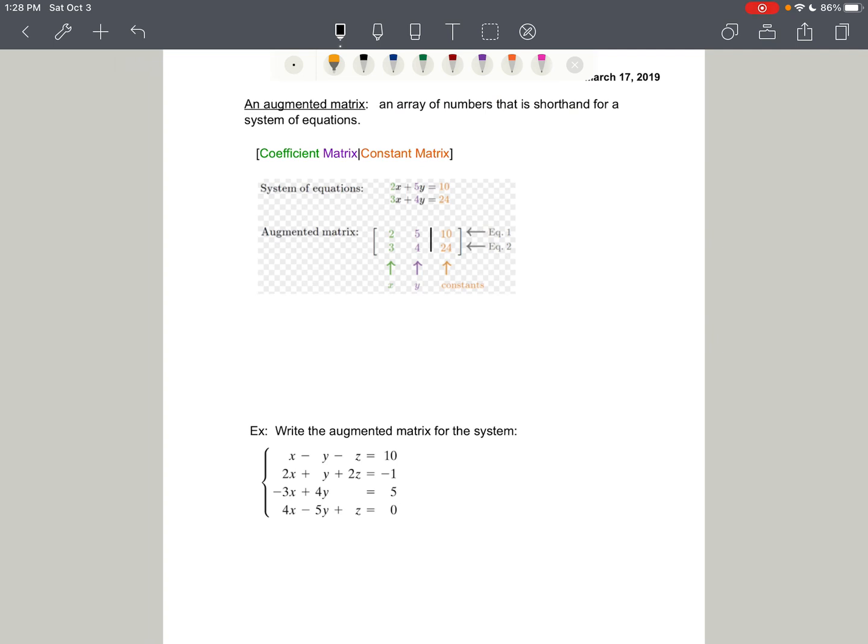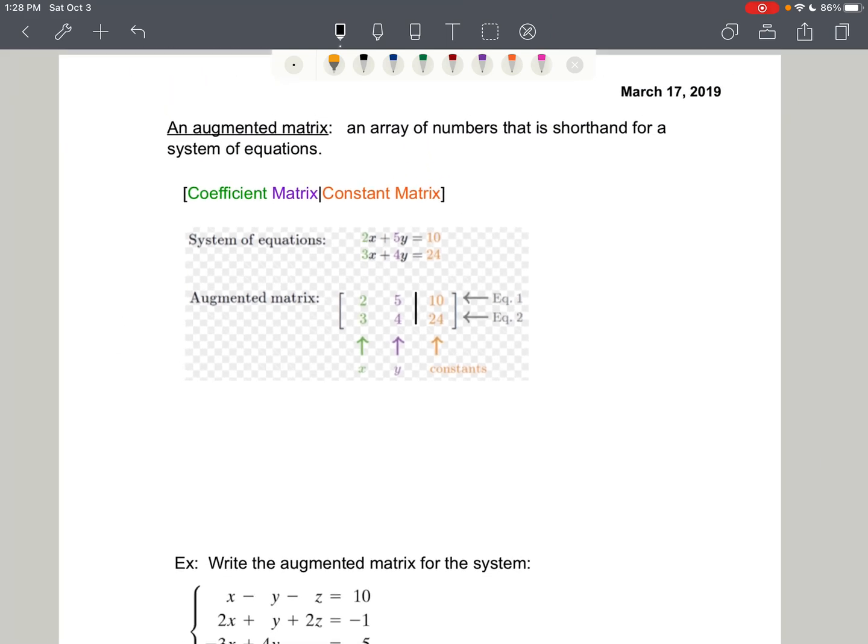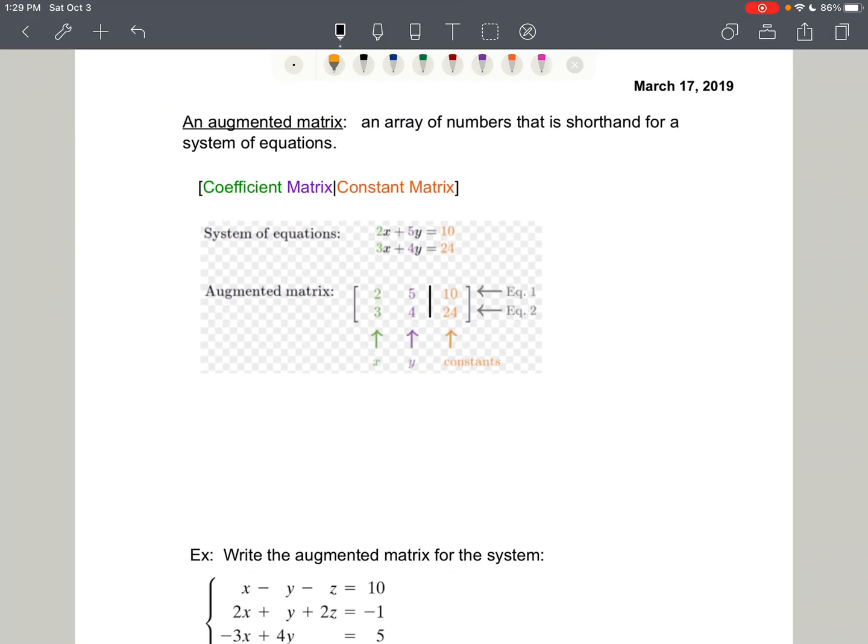An augmented matrix is an array of numbers that is shorthand for a system of equations. So an augmented matrix is shorthand. It's just another way of saying a system of equations. We're going to have our coefficient matrix to the left. Then we're going to have a bar that stands for the equal sign. And then on the right hand side of the bar, we're going to have our constants. And that's an augmented matrix.